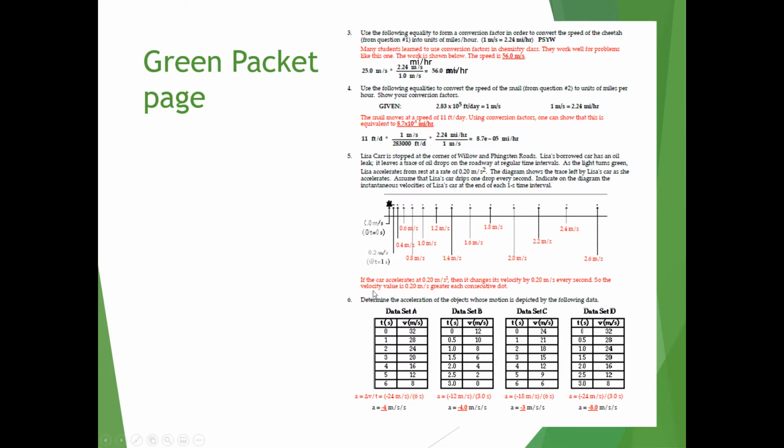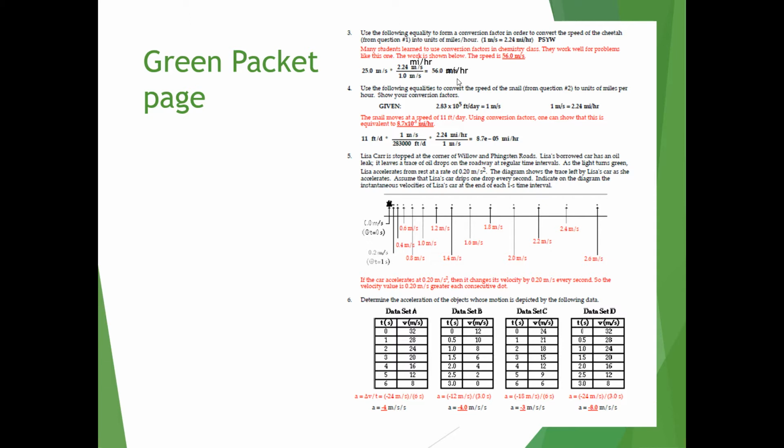So if we're going to convert those over, they have actually a typo here on the sheet, but you're going to take the 25 meters per second that you obtained in the previous question for the speed of the cheetah and multiply it by 2.24 miles per hour divided by 1.0 meters per second. Your meters per second here cancel out and you end up with 56.0 miles per hour.